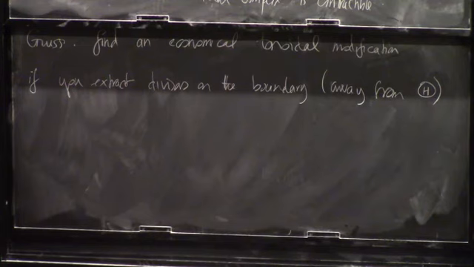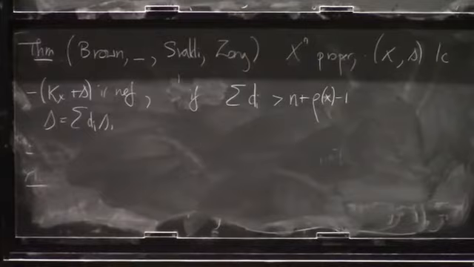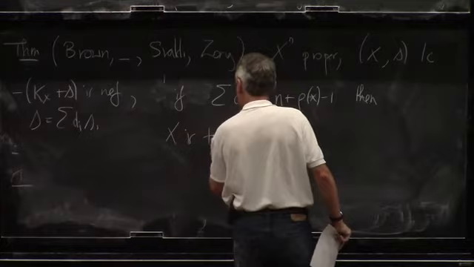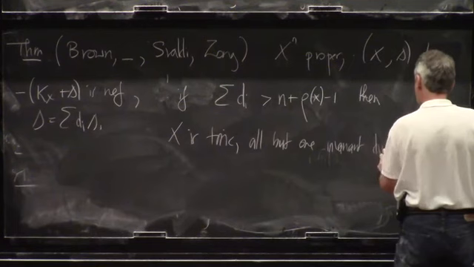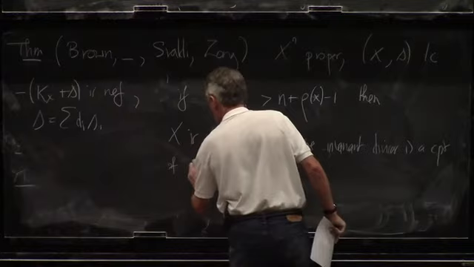Let's suppose that Delta is a sum of prime divisors, and what I look at is the sum of the D_i. So if the sum of the D_i exceeds the dimension of X plus the Picard number minus 1, then X is toric, and all but one invariant divisor is a component of Delta. So that's the global result.